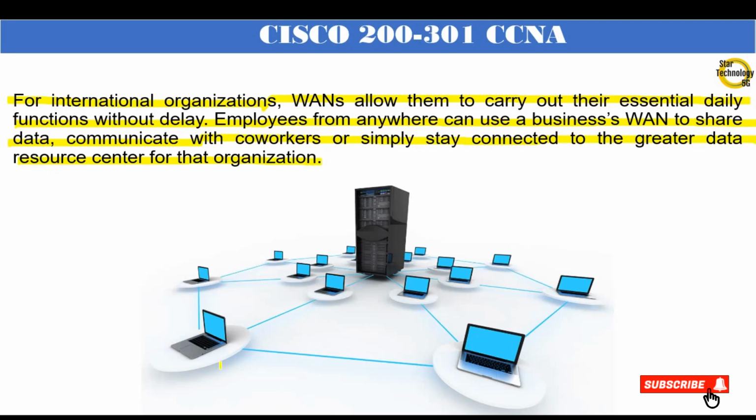Here is a typical example of a WAN connection. In a WAN, all computers in different locations are connected with the data center using a WAN connection. This computer is connected with the data center, and this computer is connected with the data center.